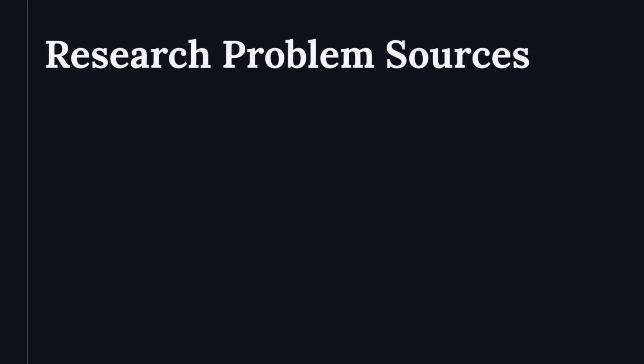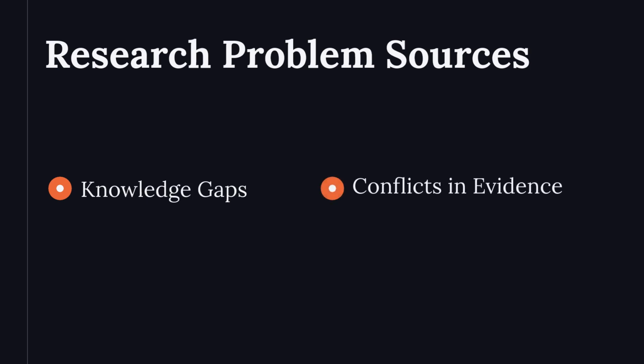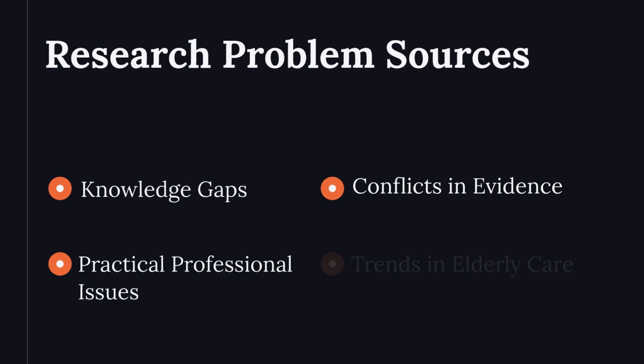A research problem usually arises from knowledge gaps. Conflicts in evidence can also highlight problems. Practical issues faced by professionals are another source. Emerging trends may require understanding too. For example, social isolation in elderly care is a current issue.